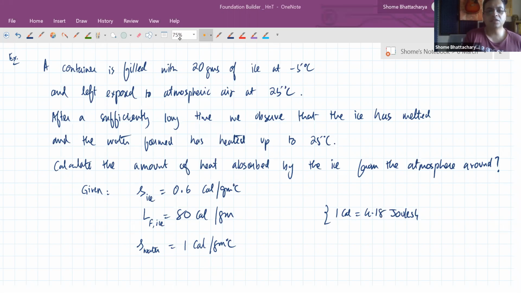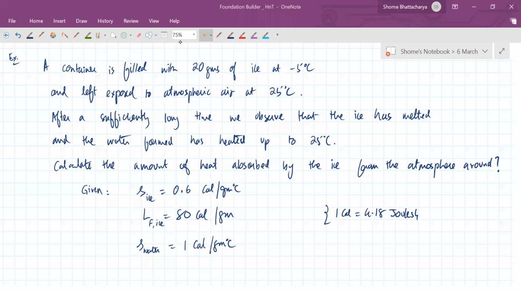So what you have to understand in the question is that first the ice is heating up from minus 5 degrees C to 0 degrees C. Okay. And then it's going to melt with further heat absorbed, from ice at 0 degrees C to water at 0 degrees C. And then the water formed is going to heat up finally from 0 degrees C to 25 degrees C, further absorbing heat from the atmosphere around. So the total heat supplied by the atmosphere to the ice initially at minus 5 degrees C to come up to water at 25 degrees C, that we have to calculate.